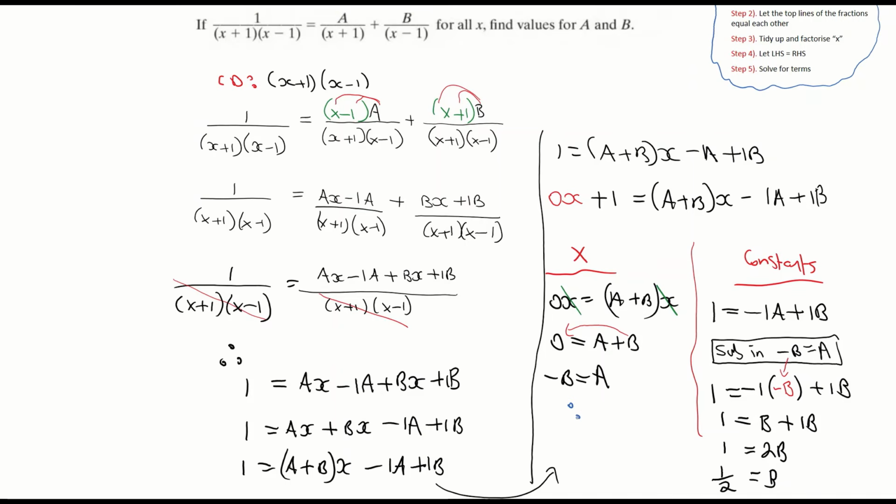So therefore, since we found the value of b, so minus b is equal to a, so I'm going to substitute in my half for b, so minus a half is equal to a. And there are my two answers. I have b is equal to positive a half, and I have a equals to negative a half. And that's what they wanted us to do. They wanted to solve for the values of a and b.